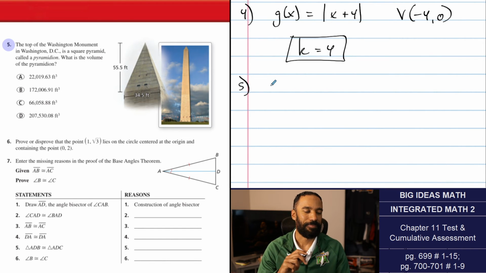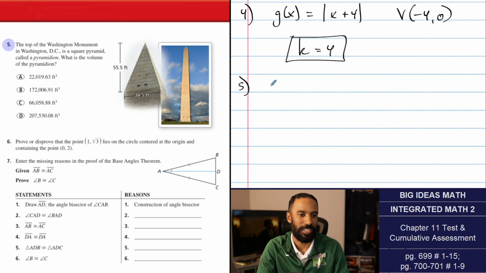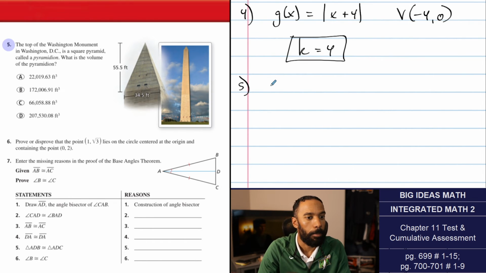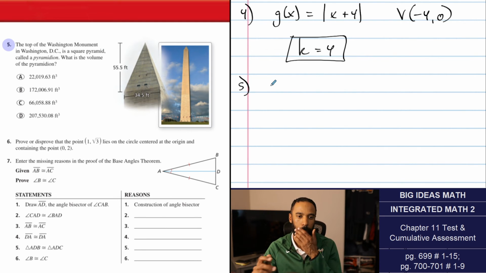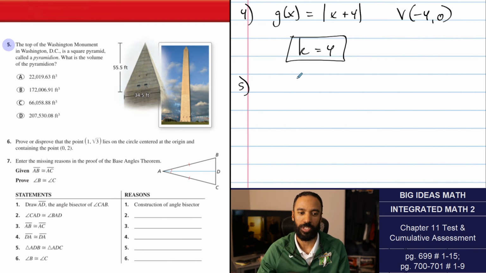Number 5. The top of the Washington Monument, Washington, D.C., is a square pyramid called a pyramidion. What is the volume of the pyramidion? So it's a square pyramid. That means when you see a base edge of 34.5, then the area of your entire base will be squaring that 34.5.